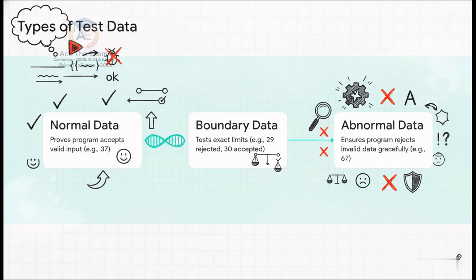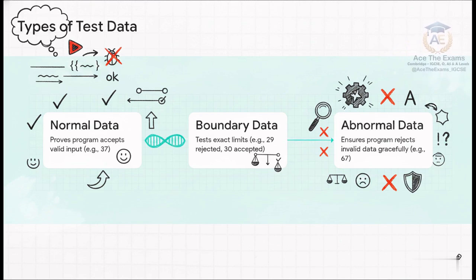Second, and this is absolutely crucial, boundary data. You have to test the exact razor-sharp edges of your logic. If the range is 30 to 40, 30 must be accepted, but 29 must be firmly rejected. Testing these specific limits is the only way to prove to the examiner that your conditional operators, like greater than or equal to, are coded flawlessly.